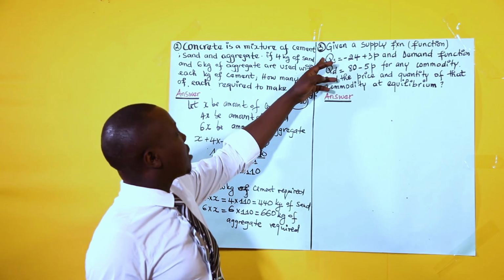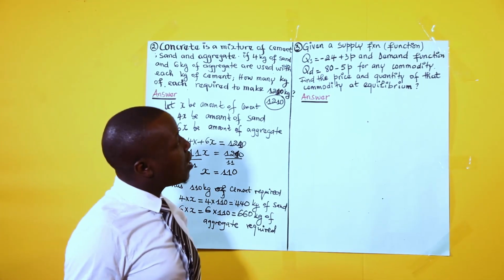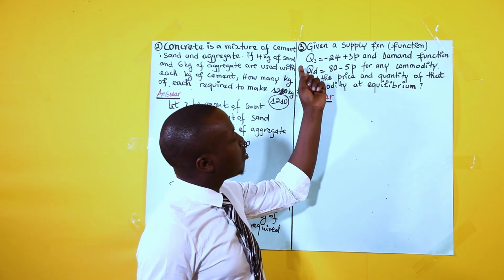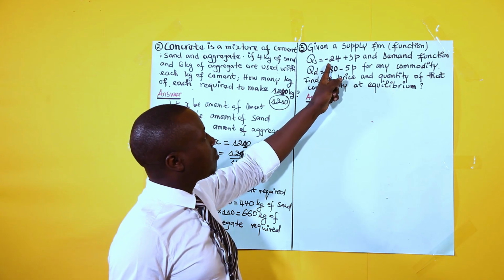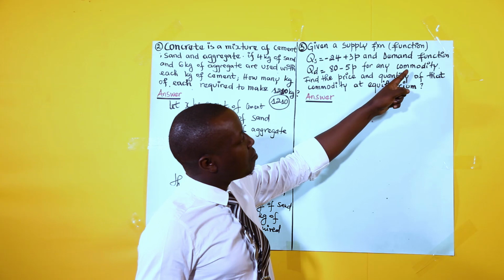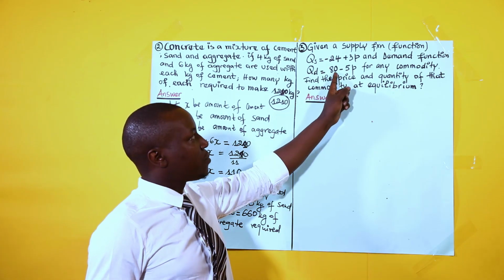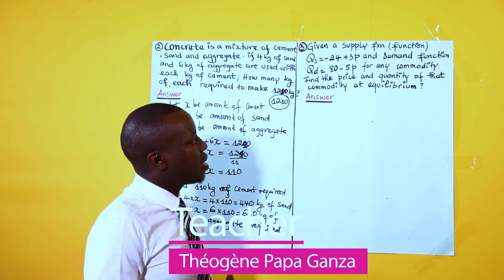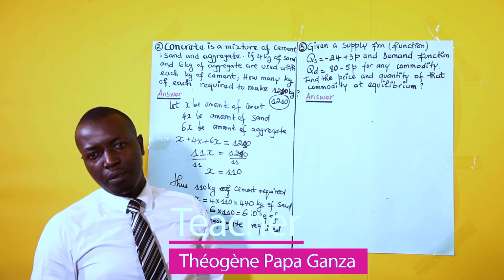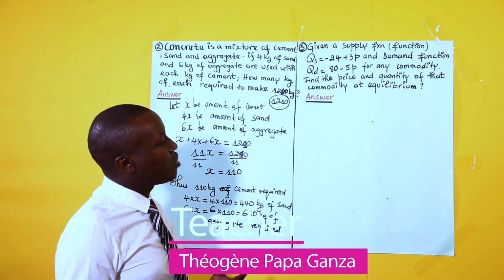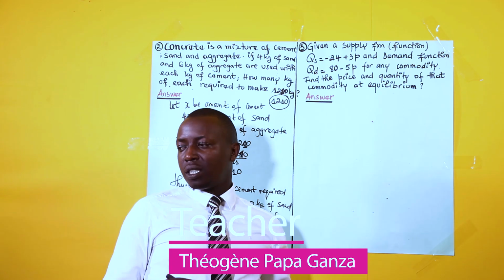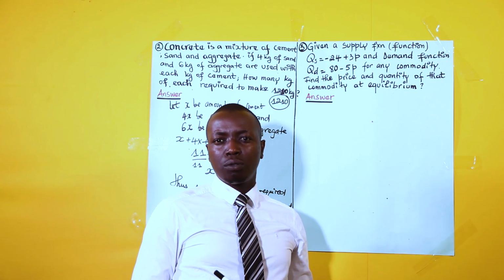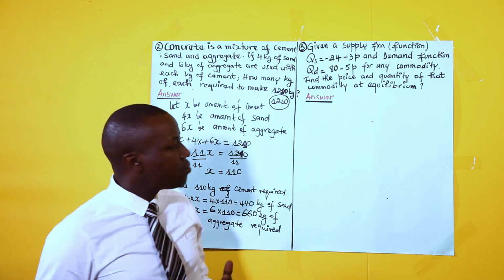So the third example says that given a supply equation, quantity supply QS equals -24 plus 3p, and the demand function, quantity demand, equals 80 minus 5p. For any commodity, find the price and the quantity of that commodity at equilibrium. If you remember, at market equilibrium, the quantity of product produced should be equal to the quantity demanded, right?